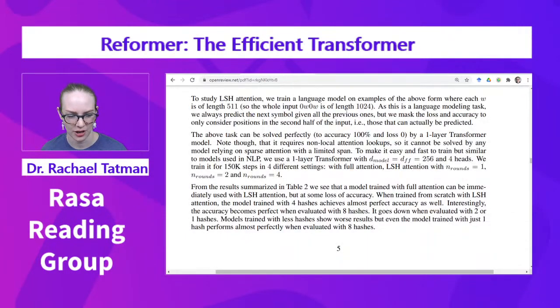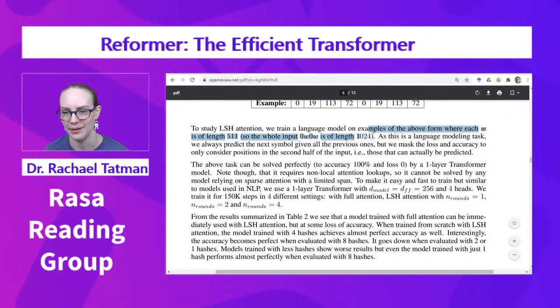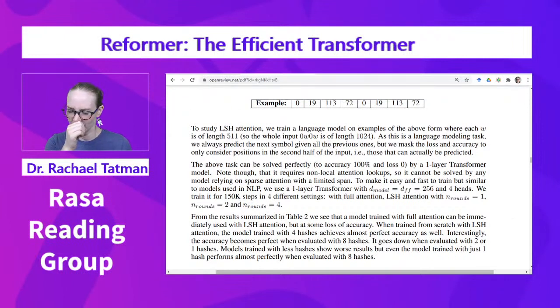To study LSH attention, we train a language model on examples of the above form where each W is of length 511, so it's a big one. So the whole input is of length 1024 to make it easier to fit in memory. As this is a language modeling task, we always predict the next symbol given all the previous ones, but we mask the loss and accuracy to only consider positions in the second half of the input, i.e. those that can actually be predicted.